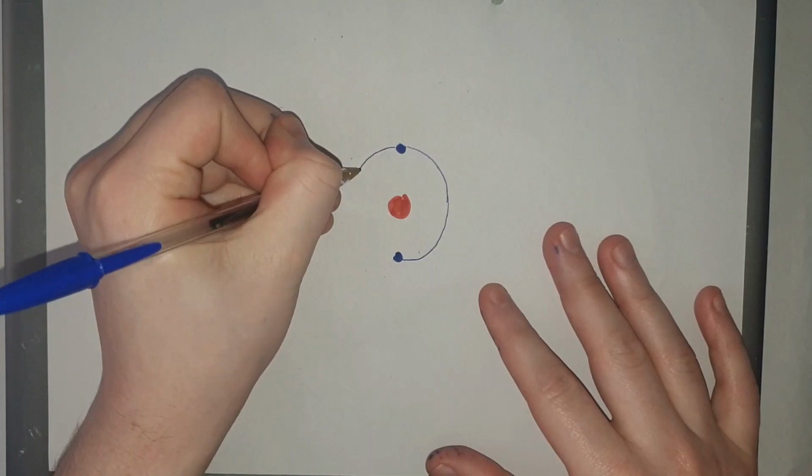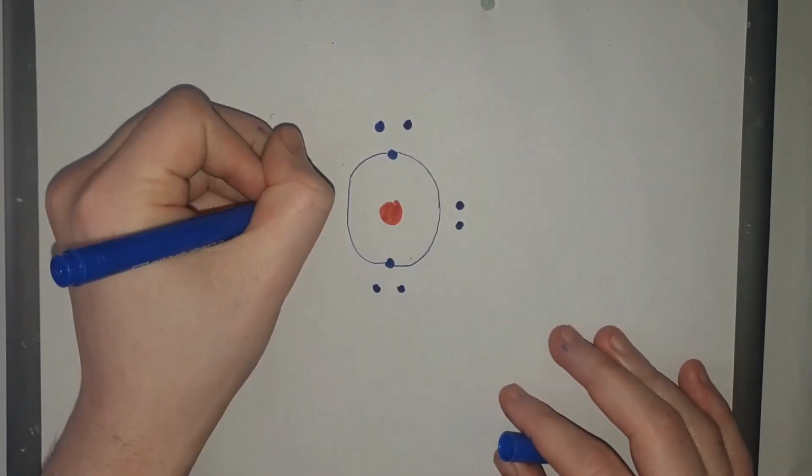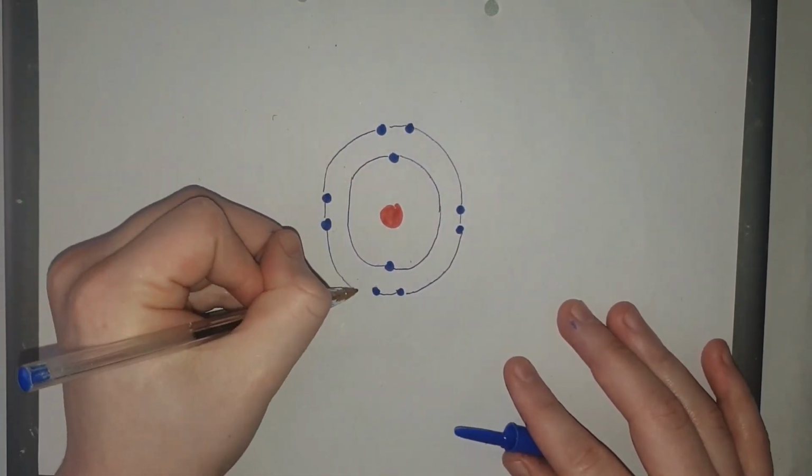So just to recap from last video, electrons are arranged in energy levels and orbit the nucleus. Each energy level can only hold a certain number of electrons. The first one 2, the second one 8, and the third one 8. There are higher energy levels, but we didn't go into that.